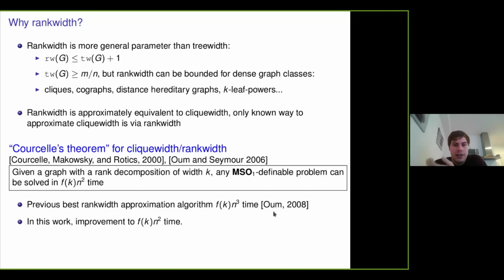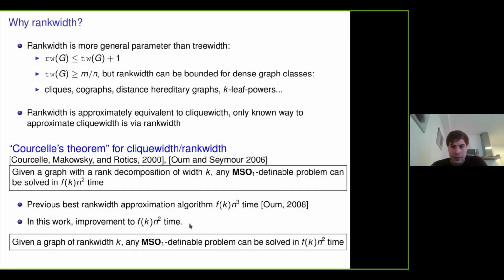In this work, we improve rank width approximation to quadratic time for fixed k, and now this gives the theorem that, given a graph of rank width k, without even the decomposition, any MSO1-definable problem can be solved in f of k times n squared time. So this is the main application of our result.